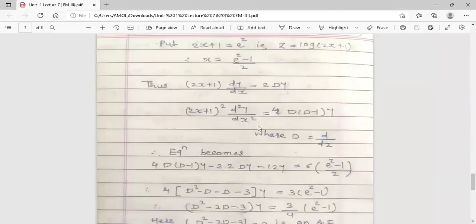In the example, (2x plus 1) into dy by dx, its replacement is 2 into Dy because the value of a is 2. And (2x plus 1) whole square into d2y by dx square is 2 square, which is 4, into D into (D minus 1) into y, where D is d by dz. So that equation becomes 4D into (D minus 1) into y.